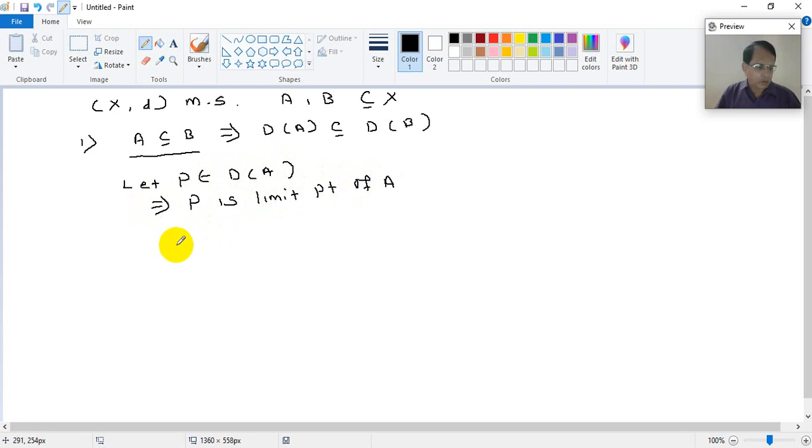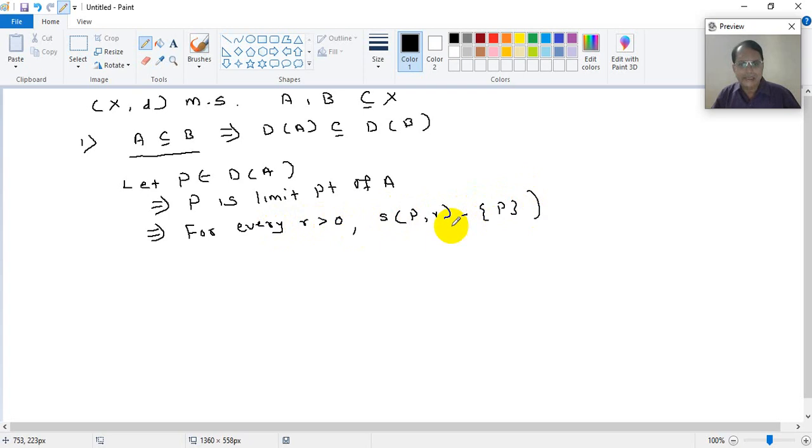Right? Now when you know P is a limit point of A, what happens? This implies for every r greater than 0, if I draw an open sphere around P, that means S(P, r) minus the singleton P, its intersection with A. I will write it properly. Its intersection with A.